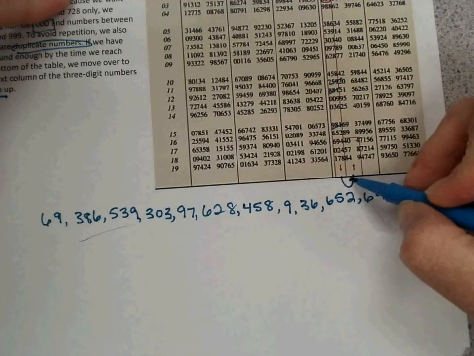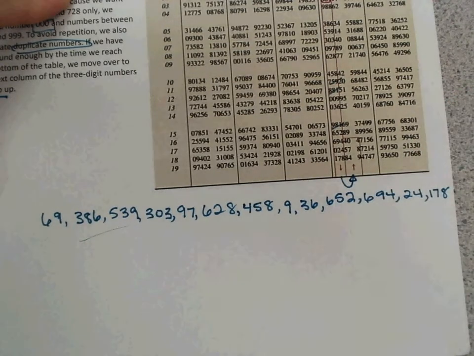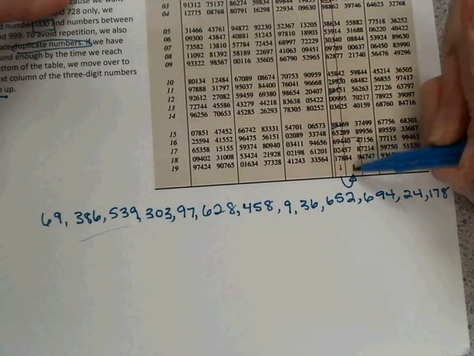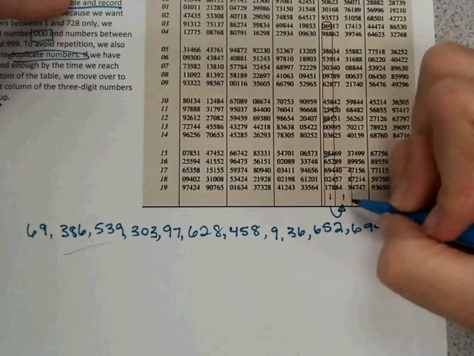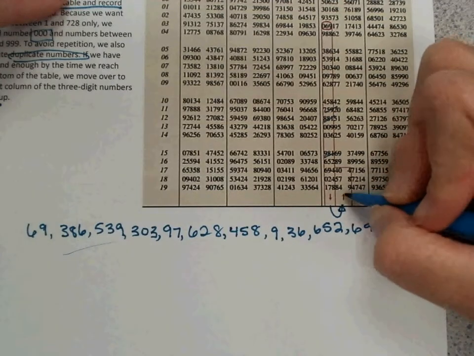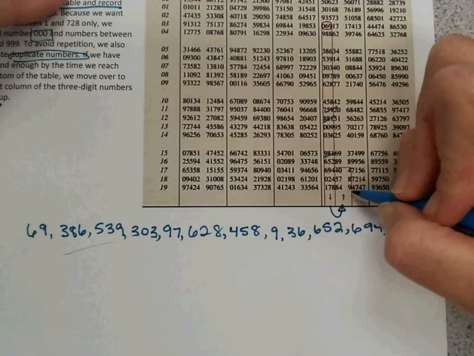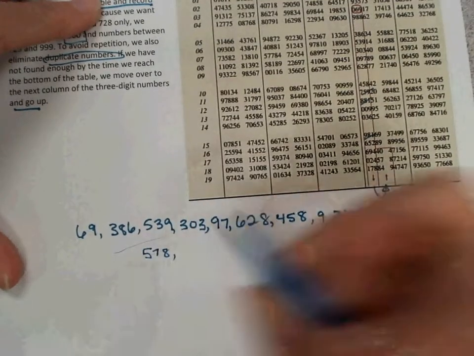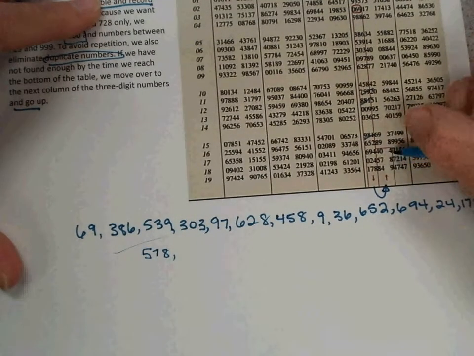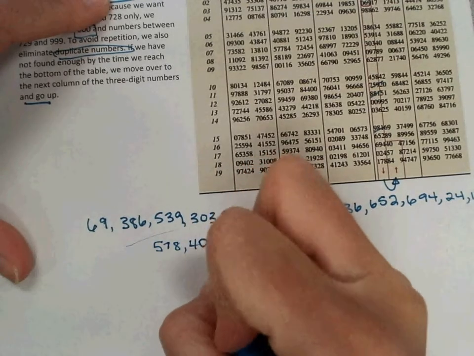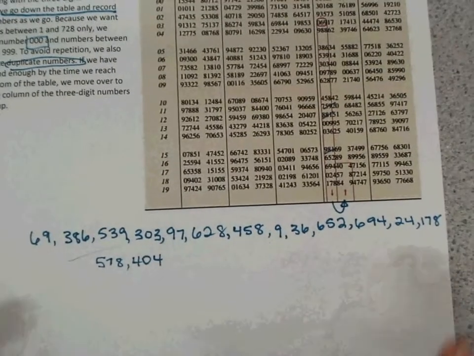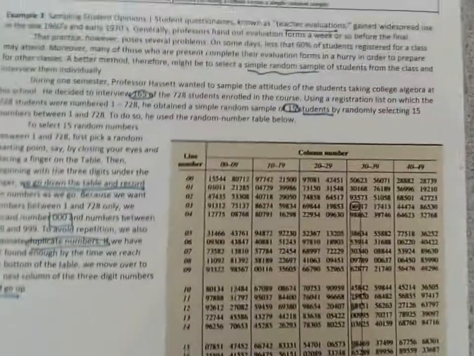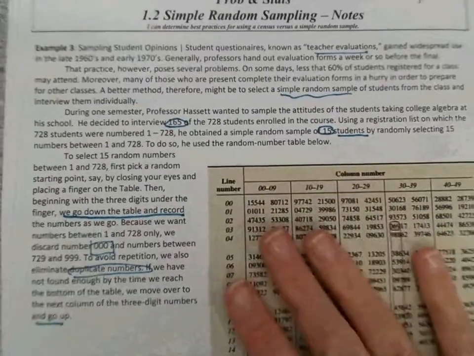We need 2 more. So again, this is probably the most often confused piece, that you would go up that next column instead of coming back down. And again, we stretch across rows. So the next number is 849. Too big. 578. I just need one more. So 578 and then 404. And so this would be the list of 15 students that you could survey.